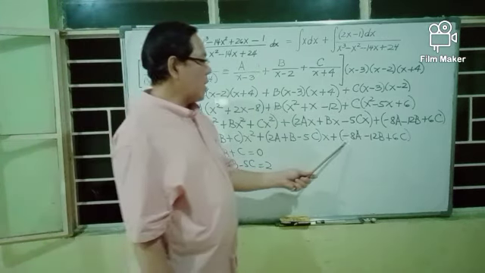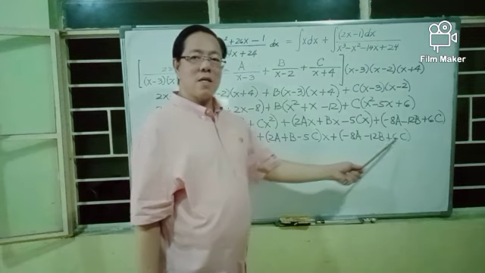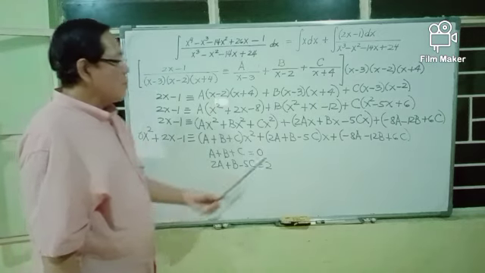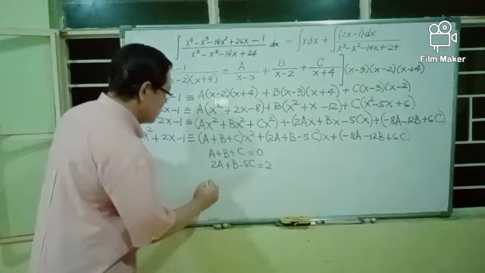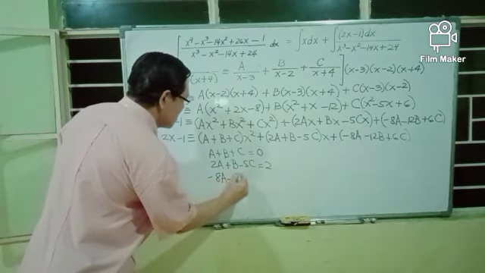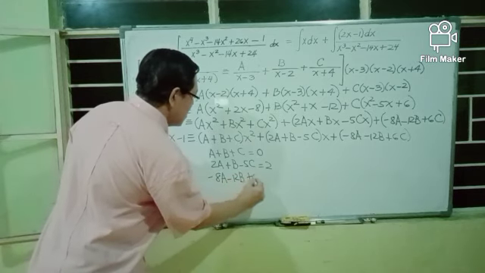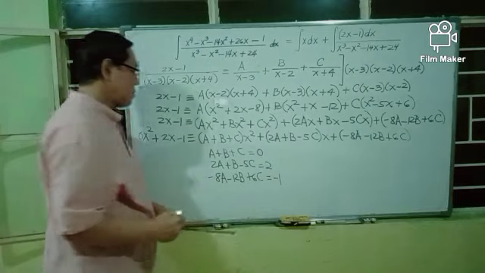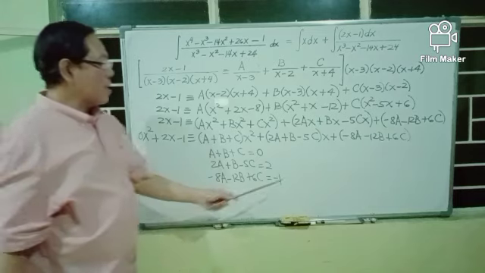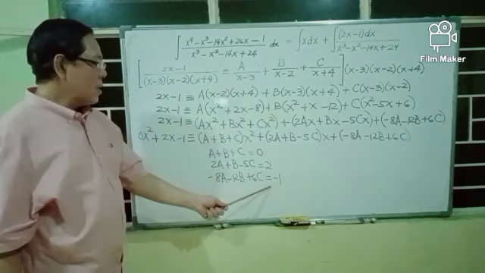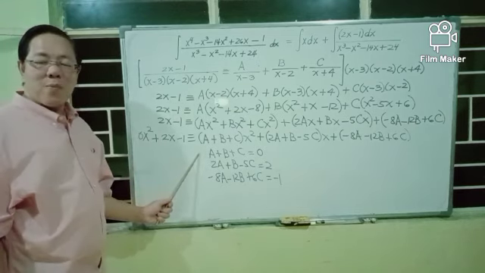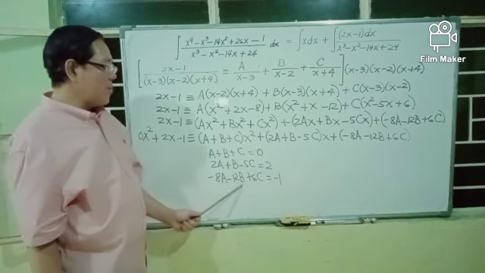And the constant term, minus 8a minus 12b plus 6c, we equate to the constant term at the left hand side, negative 1. We write minus 8a minus 12b equals, this is the constant at the right hand side, and we equate it to the constant at the left hand side, negative 1. Now we have generated a system of linear equations in 3 variables a, b, c.